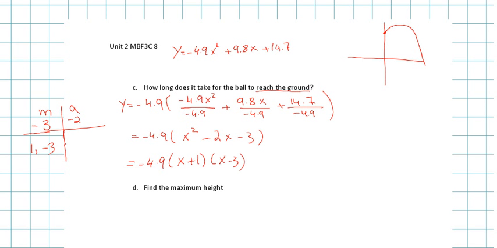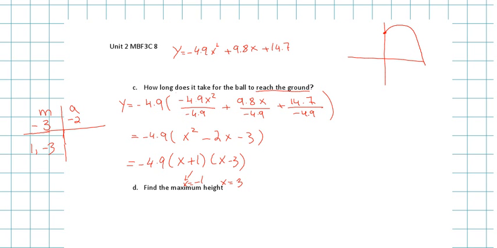Then I find my zeros. What are my zeros? X equals negative 1. What does X represent again? X represents time. Can time be negative? No. So I have to omit my negative number.